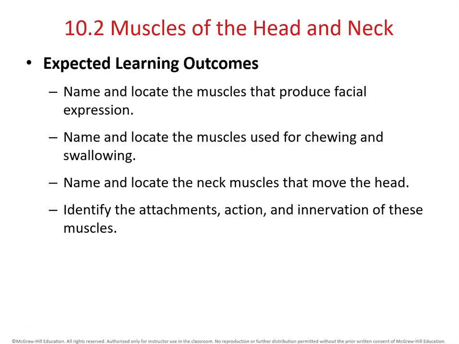So starting with the muscles of the head and neck, they are really important because they allow us to produce all of our facial expressions and also allow for chewing and swallowing. When we move into the neck, those muscles allow you to turn your head. And we'll be talking about the attachments, how these muscles interact with the skeletal system, the actions, the movement, and the innervation, what nerves allow these muscles to get the signals to move.